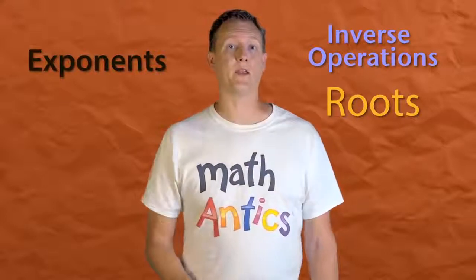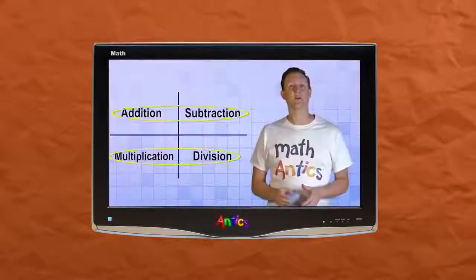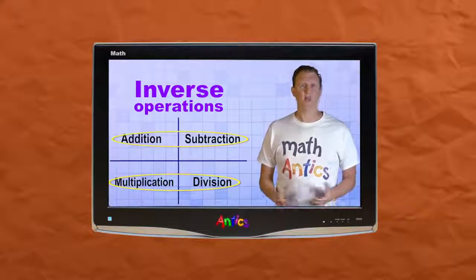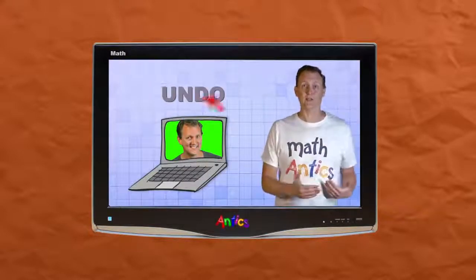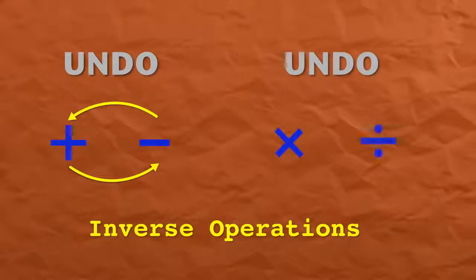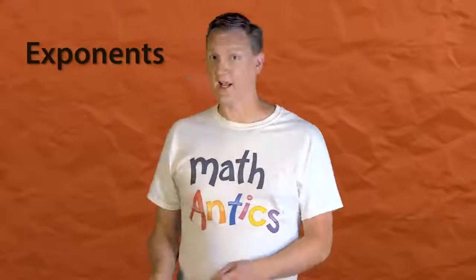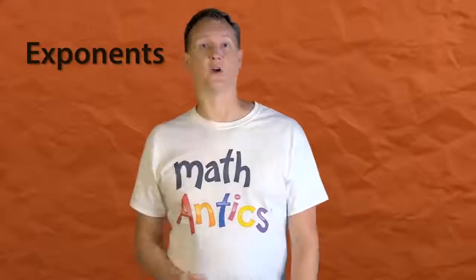First, let's review what we mean by inverse operations. In the video called What is Arithmetic, we learned that inverse operations are pairs of math operations that undo each other. For example, you can undo addition by doing subtraction. So addition and subtraction are inverse operations. Likewise, you can undo multiplication by doing division. So multiplication and division are inverse operations. As I mentioned, exponents have inverse operations also. There are operations that can undo them, and those operations are called roots.